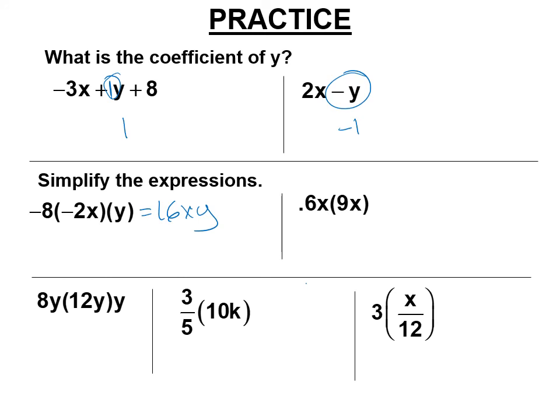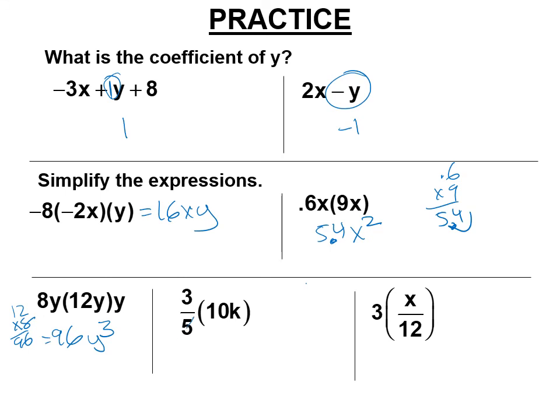6/10, 0.6 times 9. 0.6 times 9 is 5.4. Now, x times x is not x. It's x squared. So this is 5.4x squared, and that's how you'd say it. 8 times 12 is 96. You were supposed to memorize that in 3rd grade. Y times y times y is y cubed. You would say that is 96y cubed.